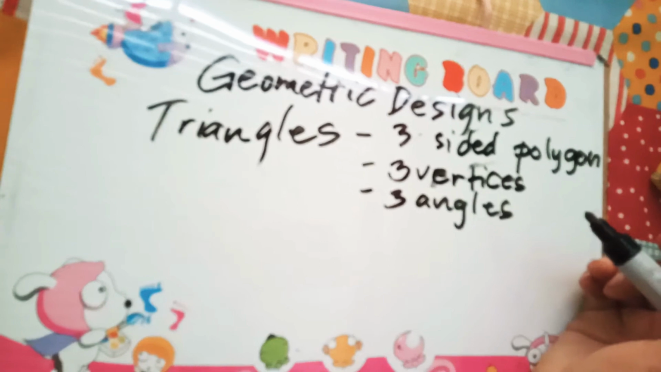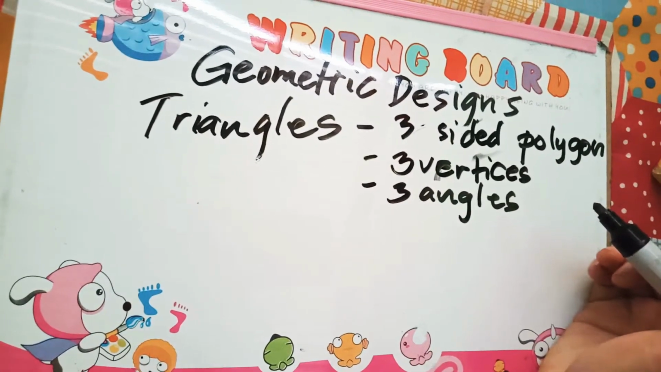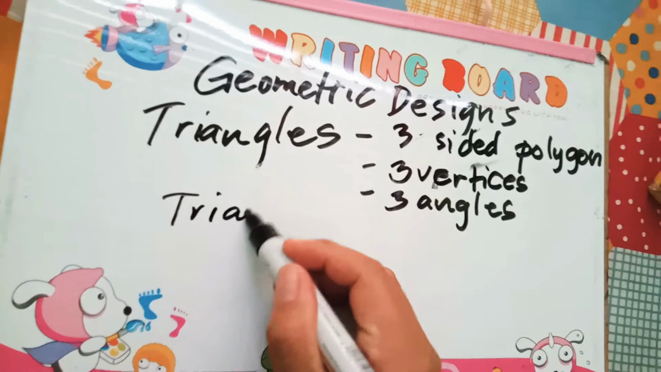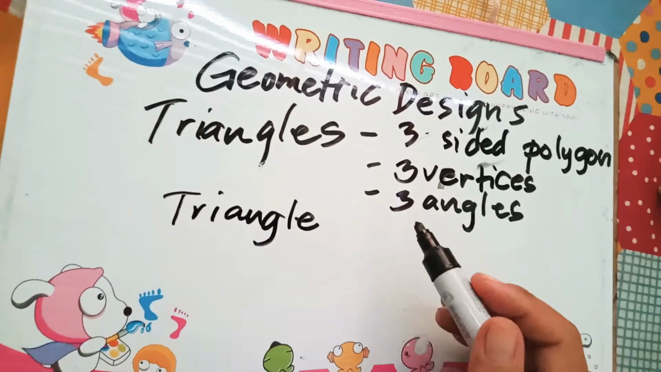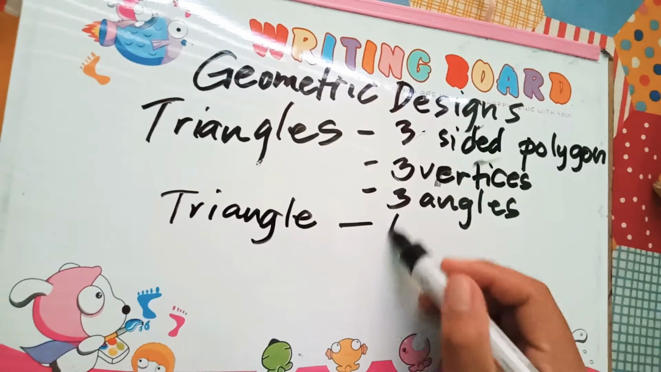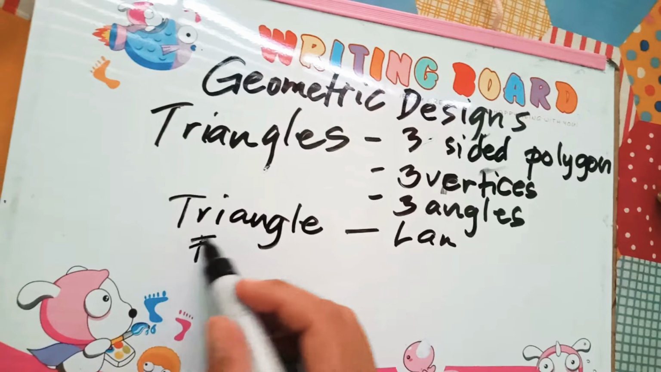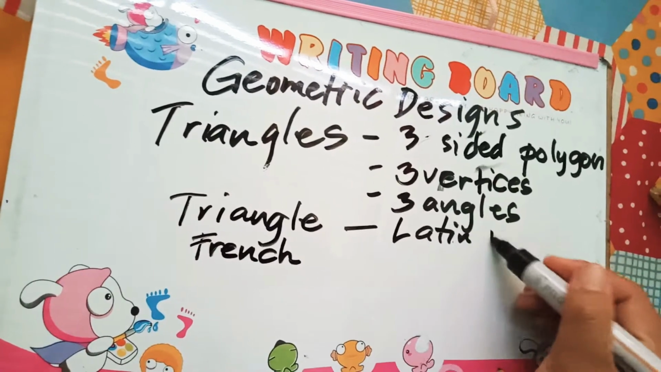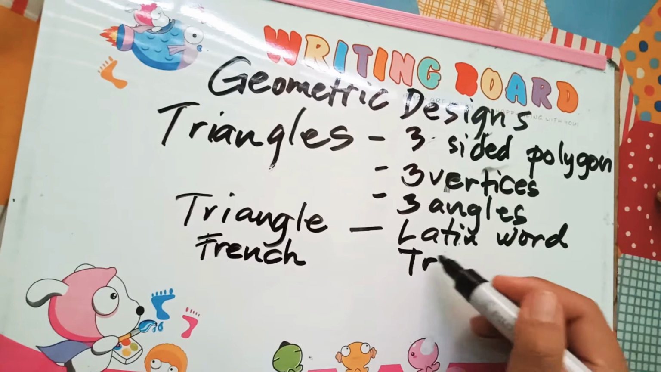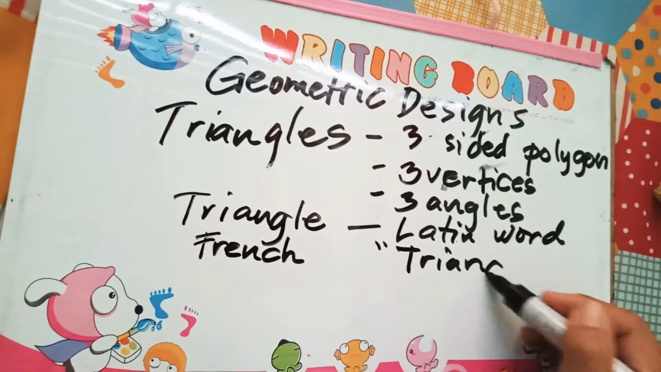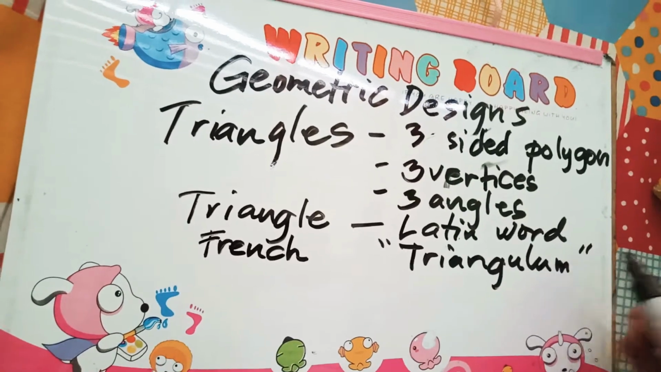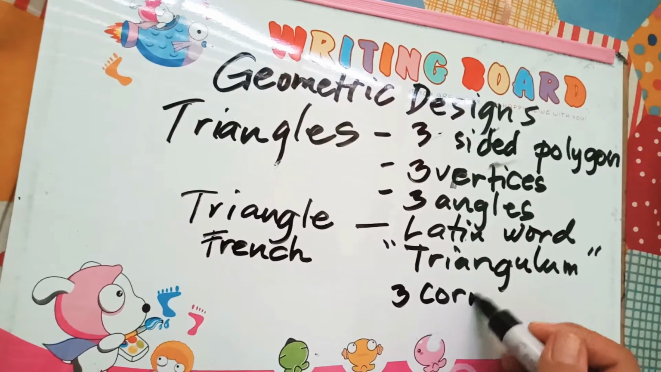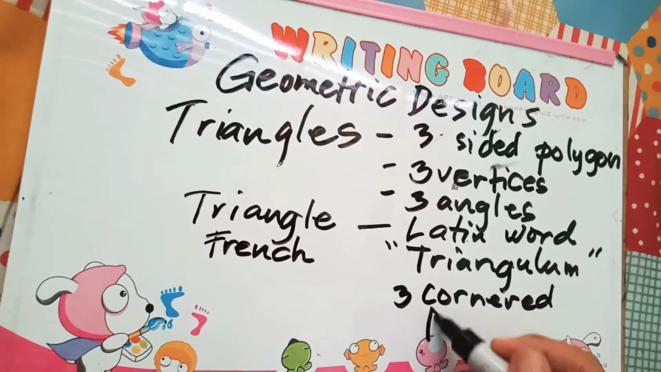The word came from the old French word triangle, which is also from the Latin word triangulum, which means three-cornered figure.